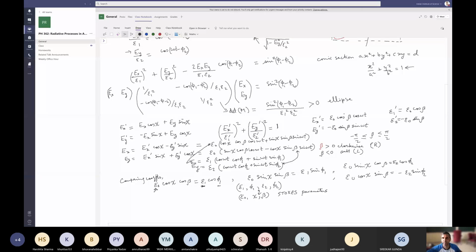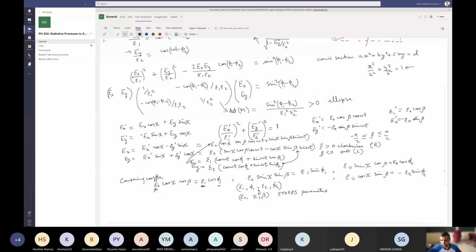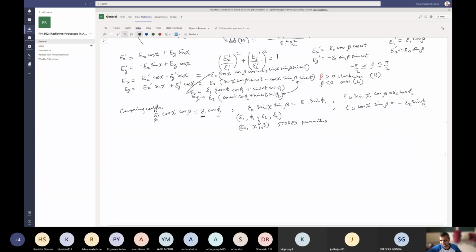What is the time? Oops. So let me just write down the Stokes parameters and then end the class, because I don't want to do this whole mathematics again and again. So, okay, let's see.